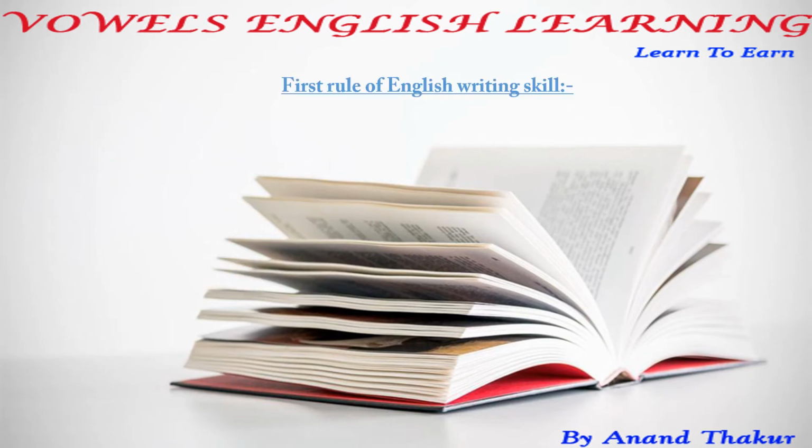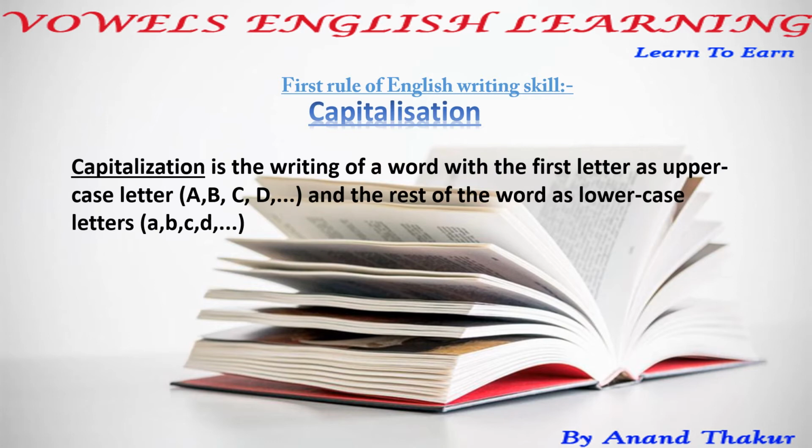Now our first rule of English writing skills. Whenever we are writing English, we should follow some rules, and that is English writing skill. The first rule of English writing skills is capitalization. As we have two ways to write English, the first is capital letters and the second is small letters, so we should follow the rule of capitalization. Now what is capitalization? Capitalization is the writing of a word with the first letter as an uppercase letter, known as a capital letter, and the rest of the word as lowercase letters, that is small letters.